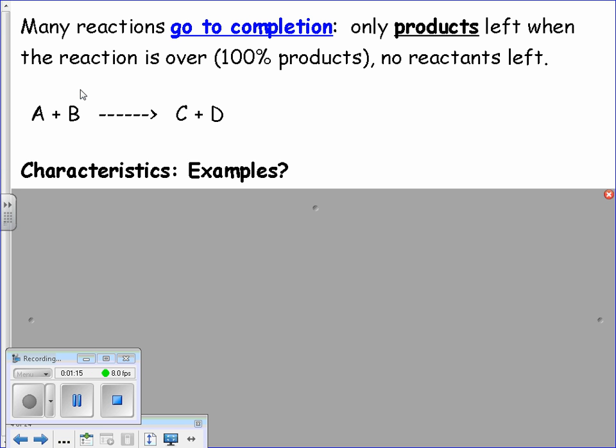So I think a lot of this will resonate with you because you've already done your web class. Whenever we talk about going to completion, we usually just write the reactants yielding the products, and that's it, a single arrow. If we have a reversible reaction, we're going to write a double-headed arrow. What are some evidences of chemical reactions that show something goes to completion?